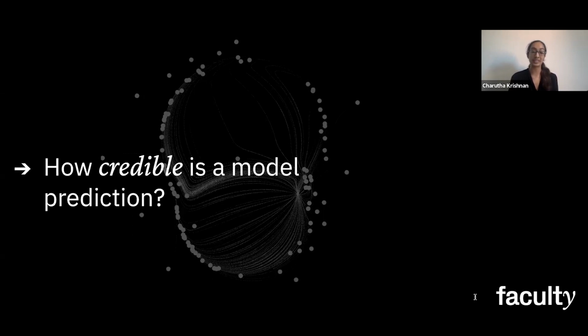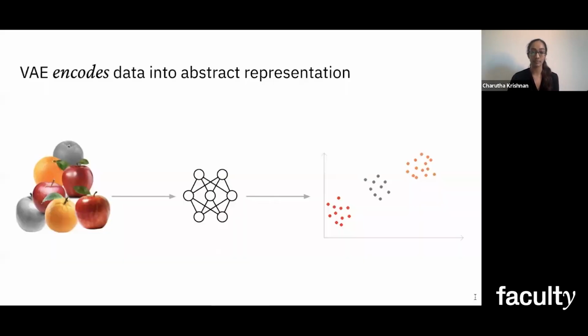So faculty has already developed a method to score model predictions on their credibility. And this solves the tricky modeling problem and uses something called a variational autoencoder, or VAE. Now, the first cool property of VAEs is that it creates an abstract representation of our data. So it creates a map where similar points will cluster together. So for apples and oranges, you might get these two clusters plus a grayscale image cluster in the middle.